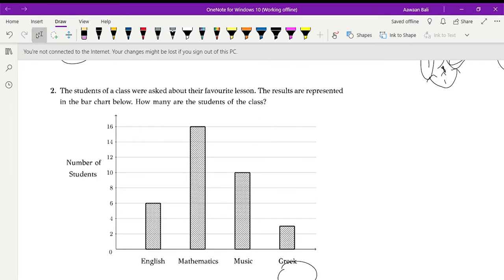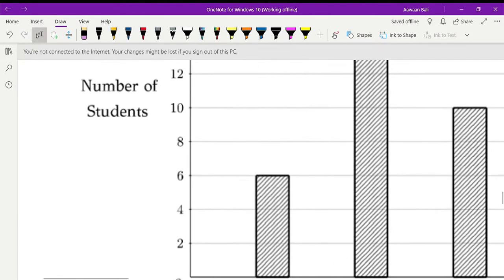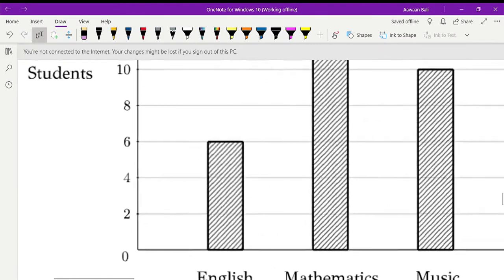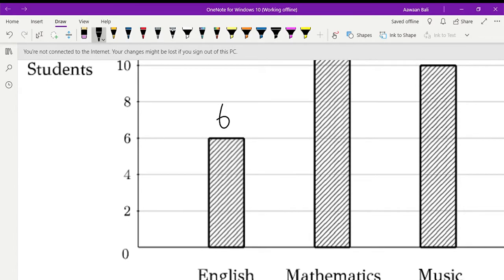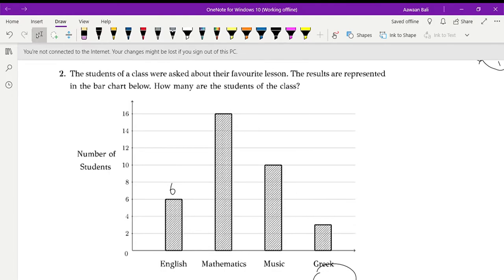Now, the students of a class were asked about their favorite lesson. The results are represented in the bar chart below. How many are the students of the class? So first thing we have to do, we look at the bar chart and we look at the values. English has 6 students, 6 students saying that English is their favorite. Mathematics, 16 students.